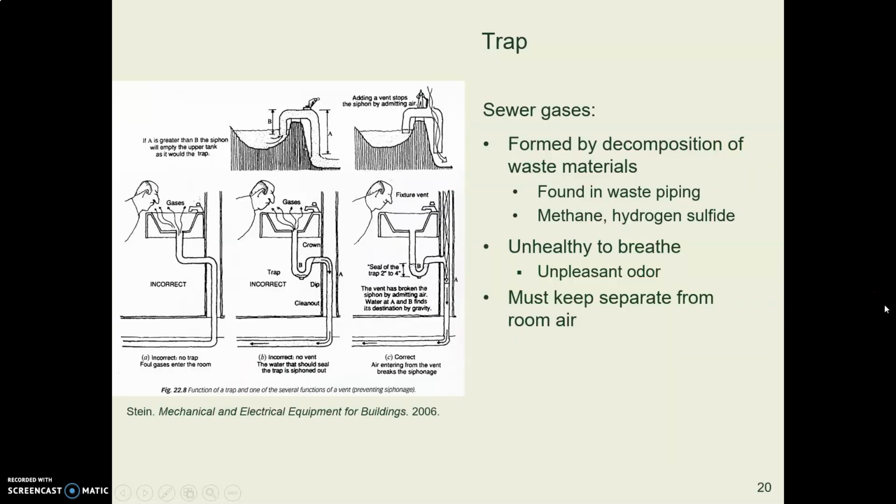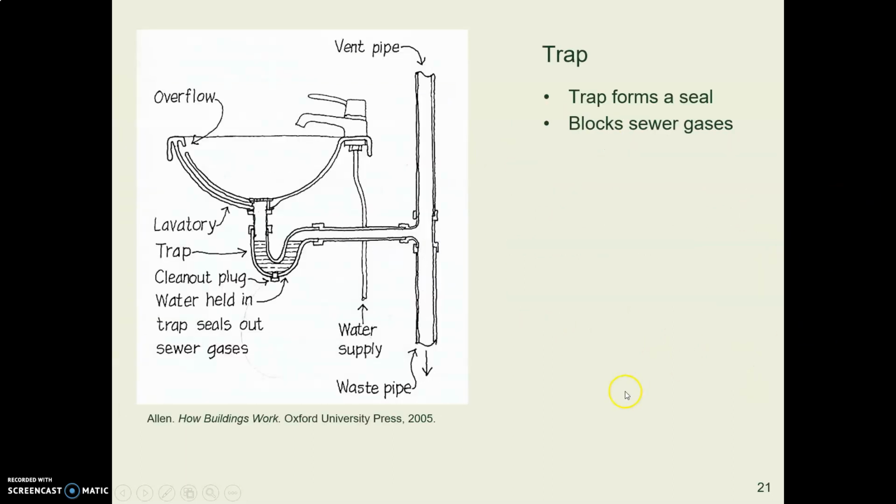And a trap is a plug made of liquid that's held in there by gravity, and its purpose is to prevent sewer gases from coming back out. And sewer gases smell bad. They're also unhealthy because they contain certain kinds of anaerobic bacteria. So we have a trap in here to block those sewer gases. And here's what one looks like.